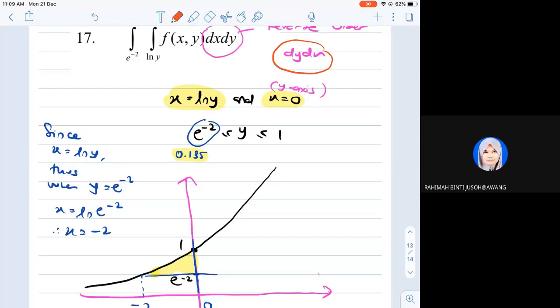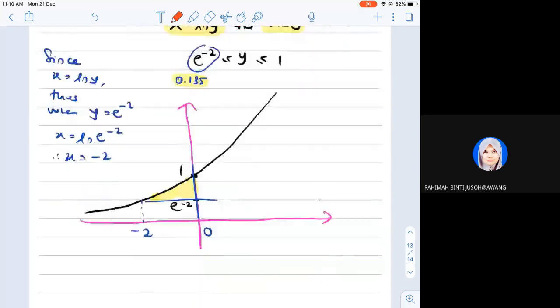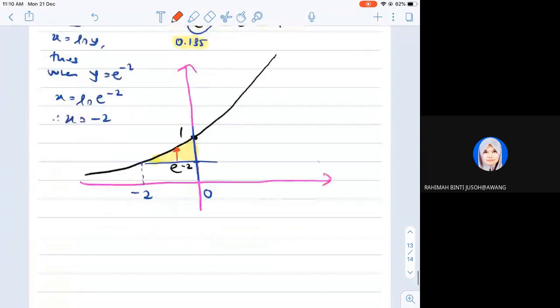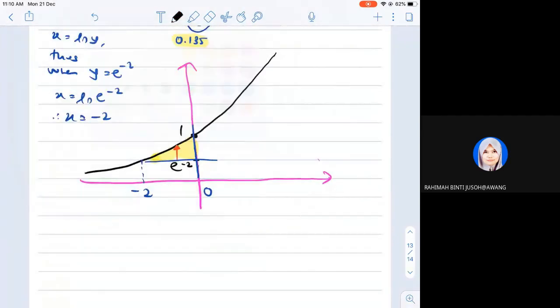Left to right, dy dx. Dy first, bottom to top. Bottom to top. Okay, good. So bottom to top. Okay, so now we have f(x,y) dy dx, bottom to top.